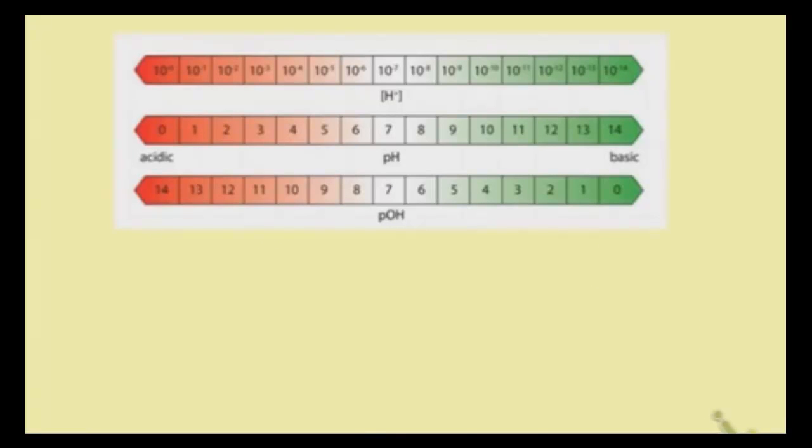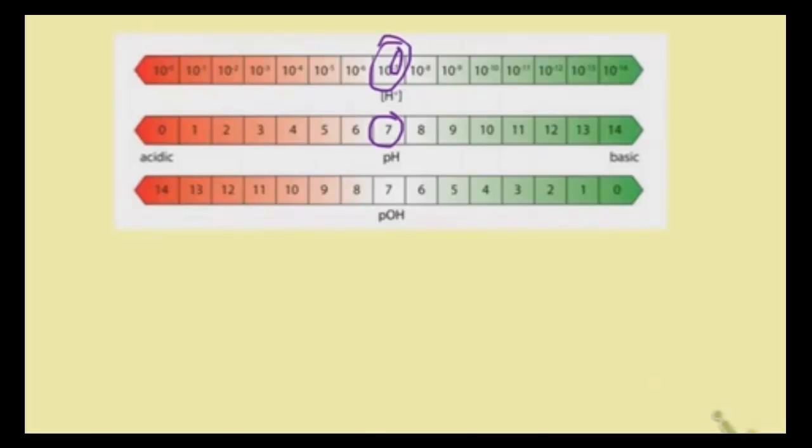Alright, so let's talk about the pH scale. If I have my concentrations from 10 to the minus 0 all the way to 10 to the minus 14th, my pH scale is just simply the negative of the log. So the log of this here would be minus 7, because that's the exponent, but it is the negative of the log, so the pH at 10 to the minus 7th concentration is going to be 7.